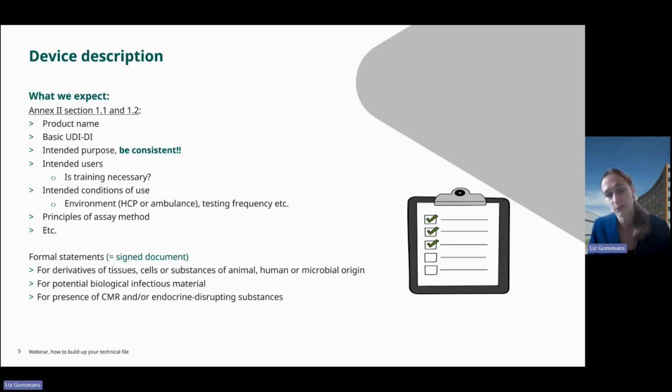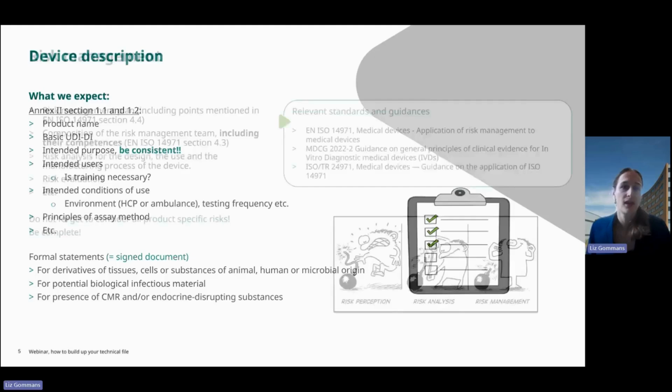Just a small note about the formal statements. These are signed documents that state if your device has derivatives of tissue, cell, or substances of animal, human, or microbial origin. So this correlates back to the GSPRs actually, but we need to have formal statements to state yes or no. Also, if your device has potential biological infectious material, and if your device has CMRs and/or endocrine disrupting substances. So these three statements have to be provided, a yes or a no.